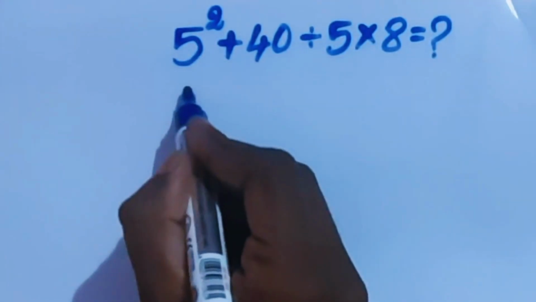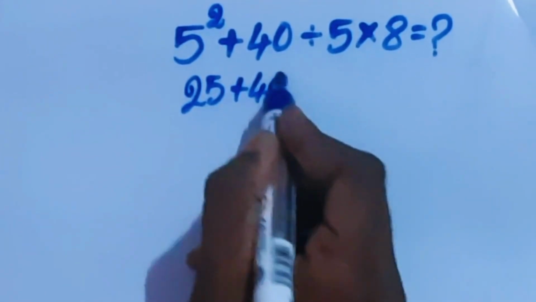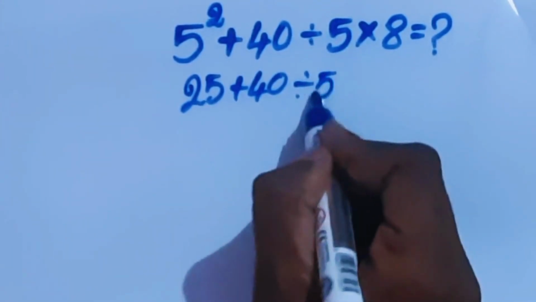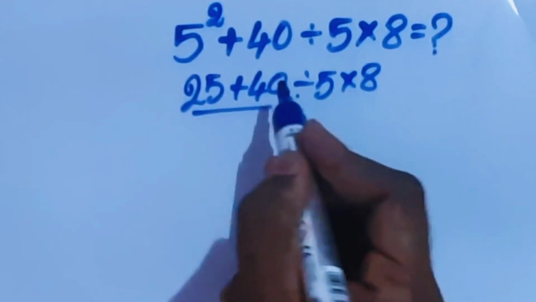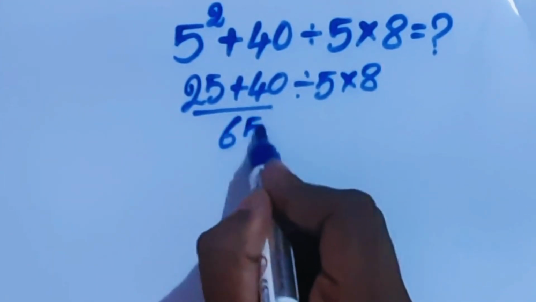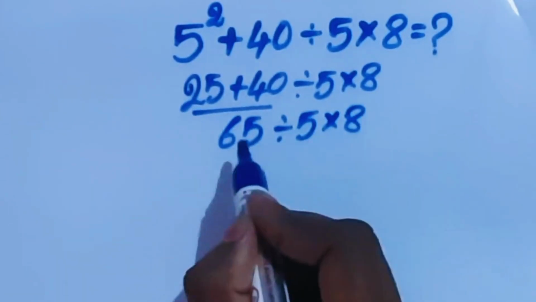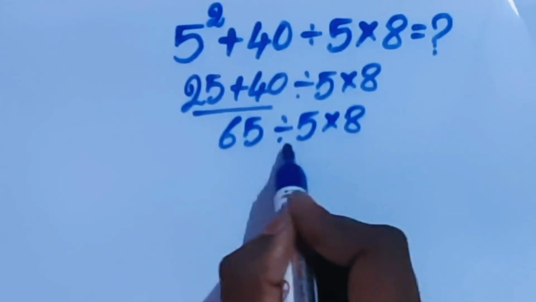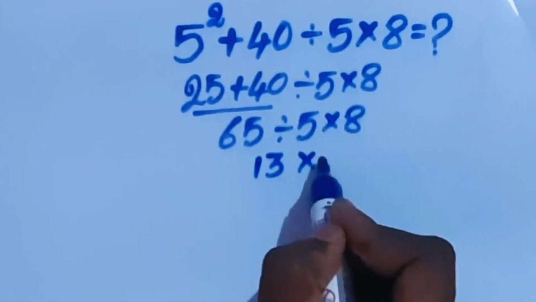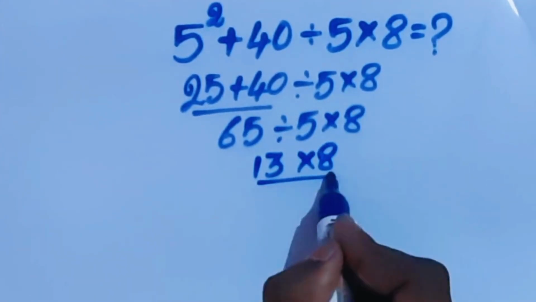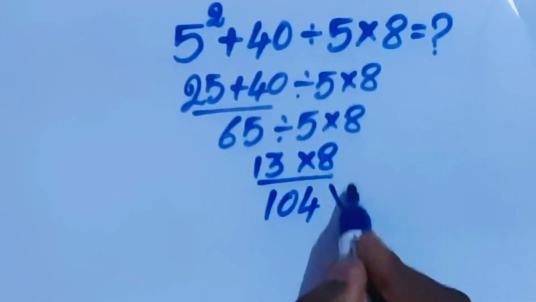Hi guys, here 5 square is 25 plus 40 divided by 5 times 8. Here this 25 plus 40 is 65 divided by 5 times 8. Here this 65 divided by 5 is 13 times 8. Here 13 times 8 is 104, which is the wrong answer.